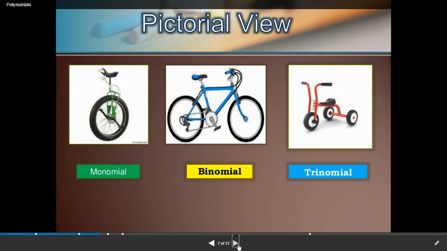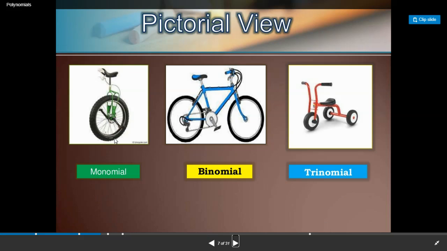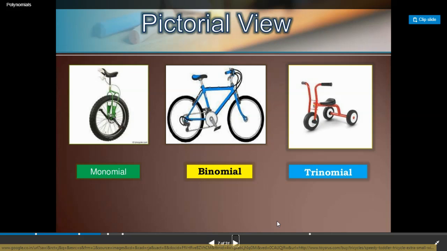So this is the pictorial view of monomial, binomial and trinomial. Monomial, where one tire is there, this tire represents the variable or the term. Binomial, where two tires are there, you can say the two terms are there. Trinomial, where three tires or terms are there.